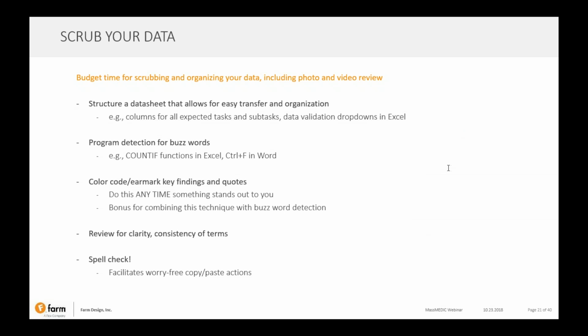And once you identify them, it's great to color code and earmark in any way you can key findings and quotes, and do this as you go. Because if you set aside, okay, I'm going to organize it all and then I'm going to come back through and do this, it adds a lot of time. So if, as you're familiarizing, scrubbing, and organizing the data, you find something that you think might be worthwhile to report on, change the font color, highlight it, make a little comment, anything that you can do in the process to bring your attention back to this piece later on. You're going to thank yourself later.